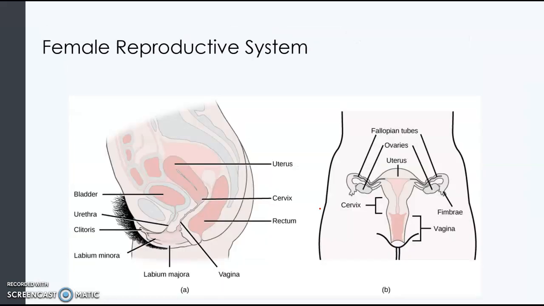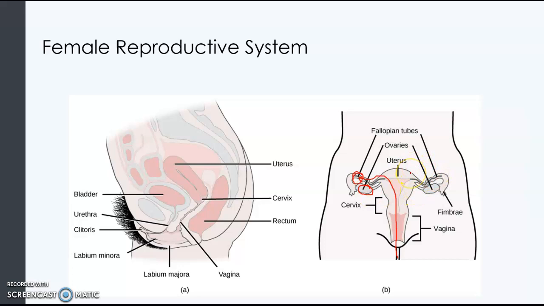Okay, this is the female reproductive system, and basically the gonads are the ovaries. The egg is released into the fallopian tubes. This is where fertilization occurs. The sperm will swim, of course, into the vagina, and then will fertilize the egg here in the fallopian tubes. The egg is released by the ovaries. The ovaries also produce some hormones like estrogen and progesterone.